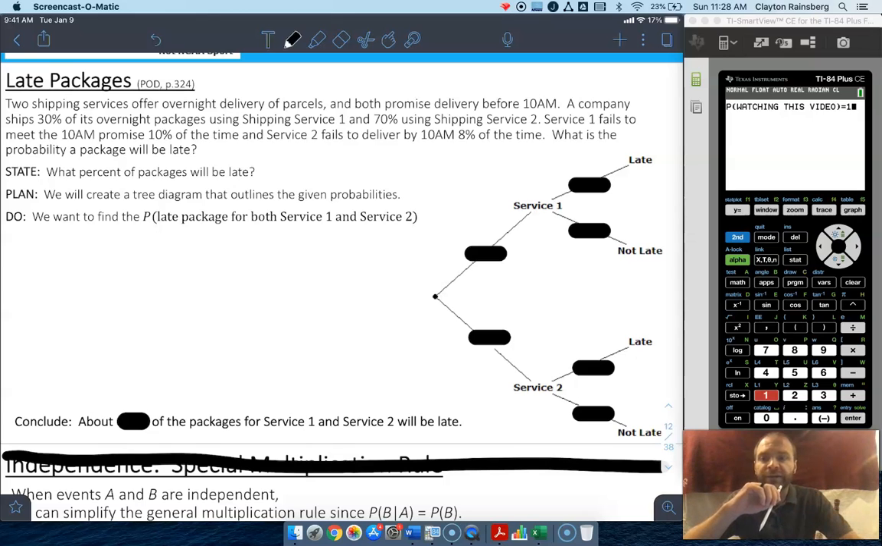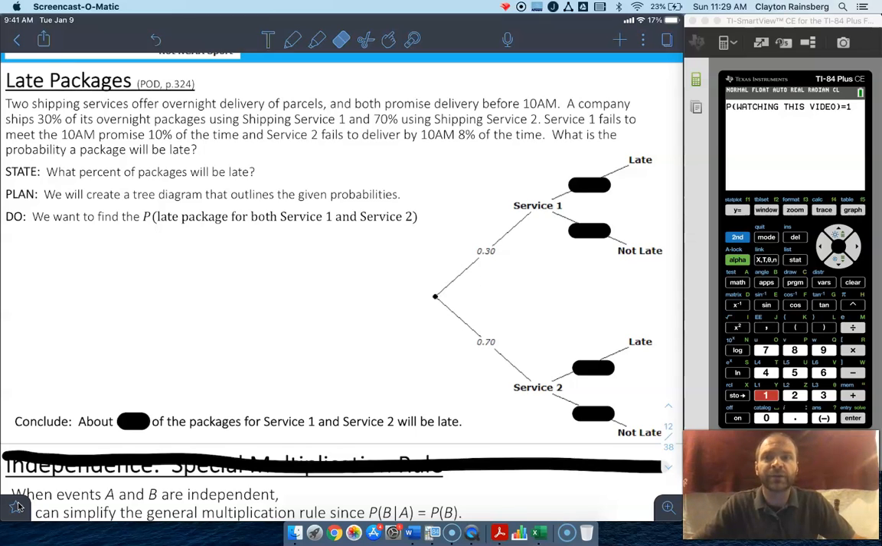So when we're looking through this, the first thing it tells me is that a company ships 30% of its overnight packages using shipping service 1. So I'm thinking right here is going to be 0.3. So there's our 0.30. Now, technically, if we're told this company only uses 2 services, we could use the complement rule to see that the other one's going to be 0.70. But it also tells us in the prompt that 70% of the shipments are using shipping service 2.